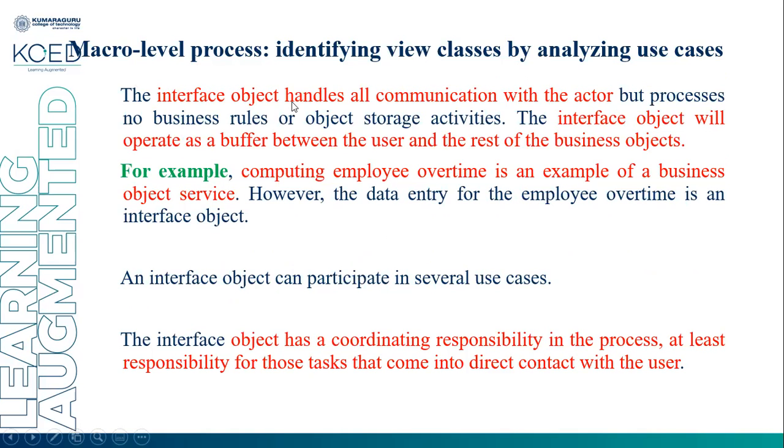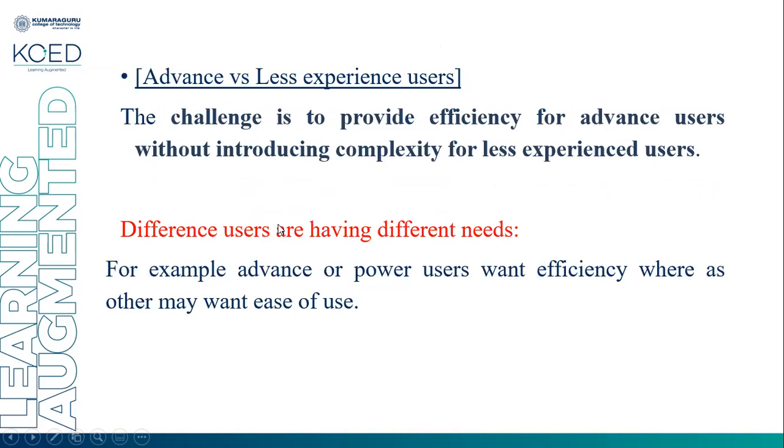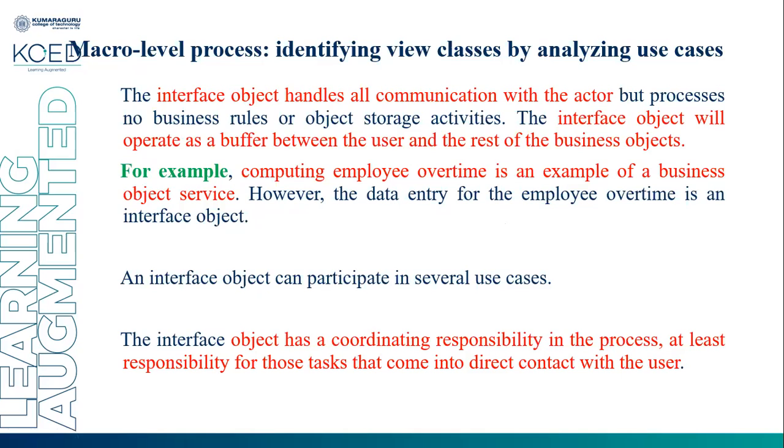The interface object handles all the communication with the actor, but processes no business rules or object storage activities. The interface object will operate as a buffer between the user and the rest of the business objects. For example, computing employee overtime is an example of a business object service. However, data entry for the employee overtime is an interface object. So data entry is given through the user interface, but actually computing the time is the responsibility of the business layer. But data entry is the responsibility of the user interface layer.